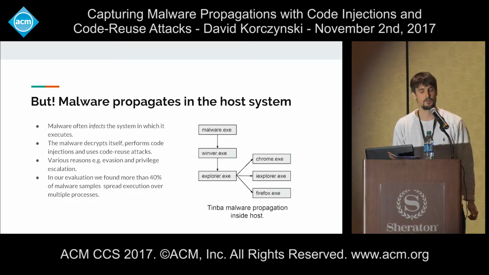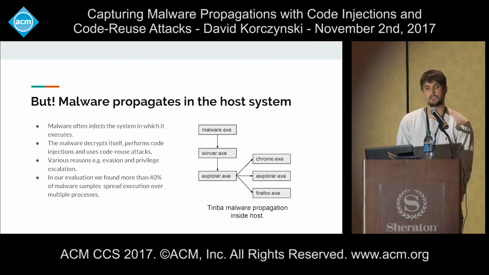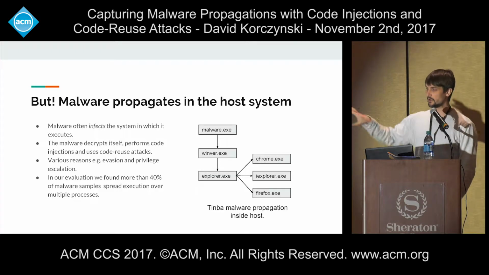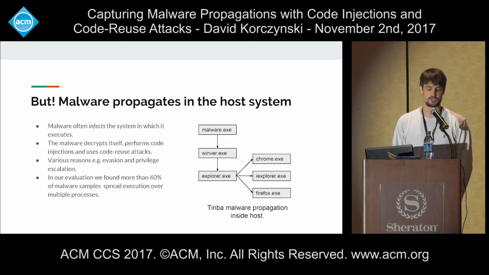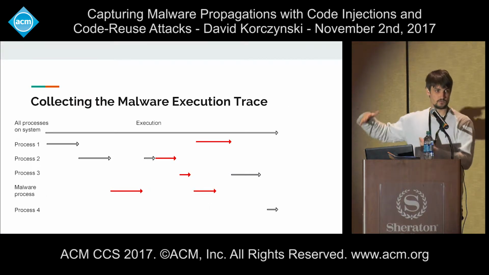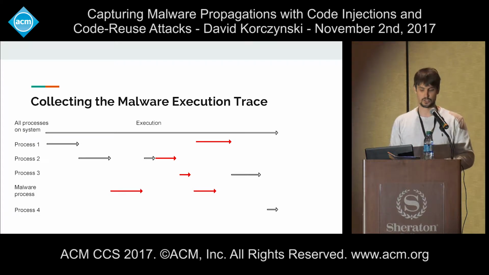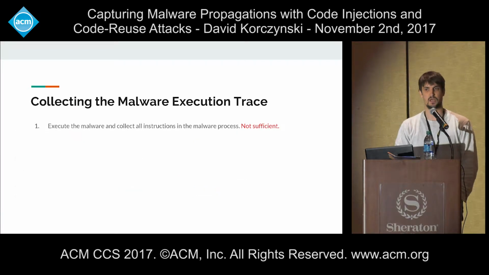In our evaluation, we actually found that more than 40% of the malware samples we analyzed, in a random data set we collected from VirusTotal, executed in more than one process. So the initial main problem was really how do we capture this in a very generic and general manner. If we visualize what is happening, you see it start in one process, and then you see the malicious code execution happening in many other processes, not just the one itself. So clearly, it's not sufficient to just capture the execution within the initial malware process.